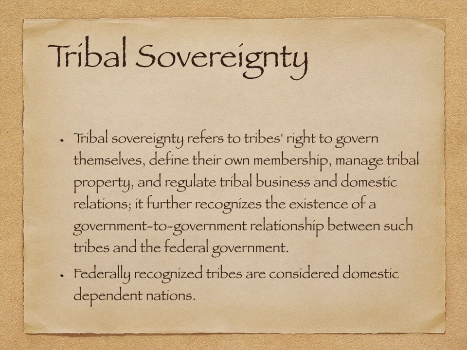Then we have tribal sovereignty. Tribal sovereignty refers to tribes' rights to govern themselves, define their own membership, manage tribal property, and regulate tribal business and domestic relations. It further recognizes the existence of a government-to-government relationship between such tribes and the federal government. Federally recognized tribes are considered domestic dependent nations. In your reading of Ome and Wanat a few weeks ago, we talked about this as nation within a nation status.